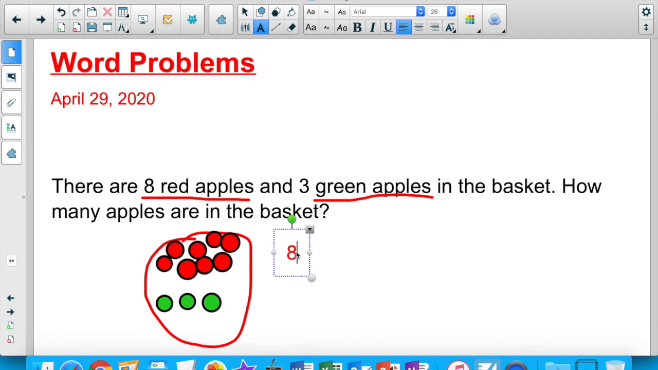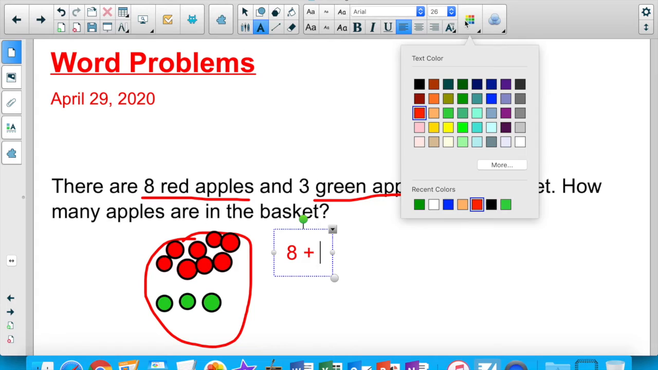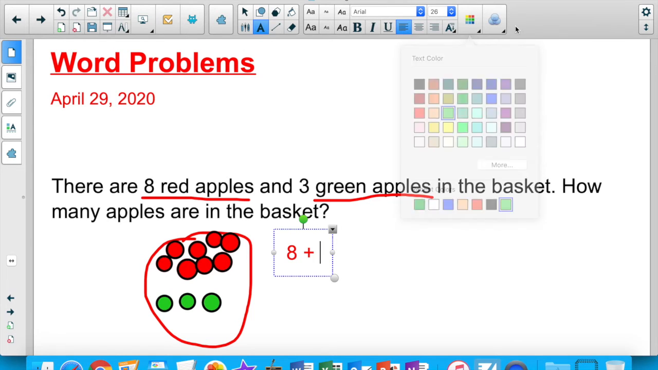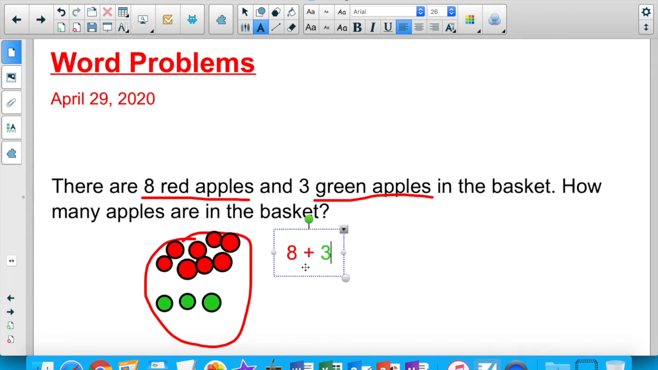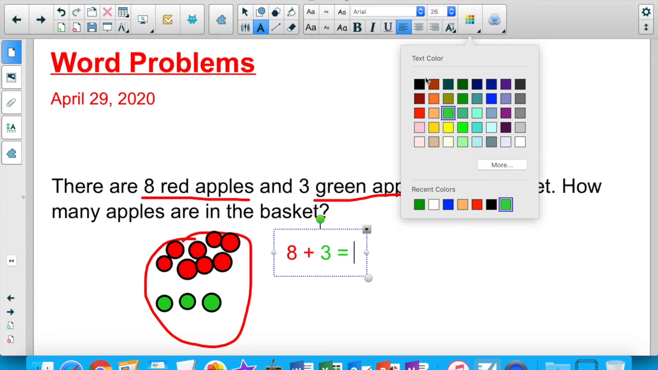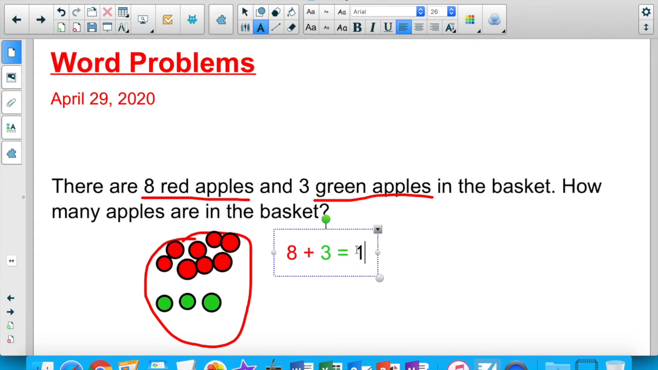So 8 red apples, and then combine that with the 3 green apples. And all together, 8 plus 3 equals, counted 11 apples. Okay, so 8 plus 3 equals 11.